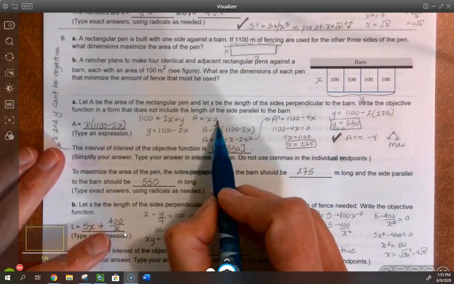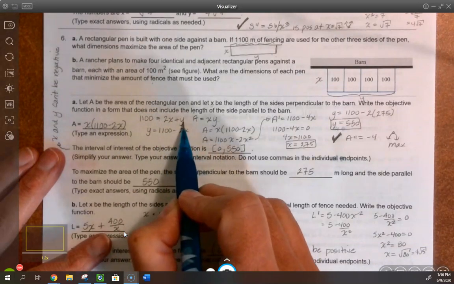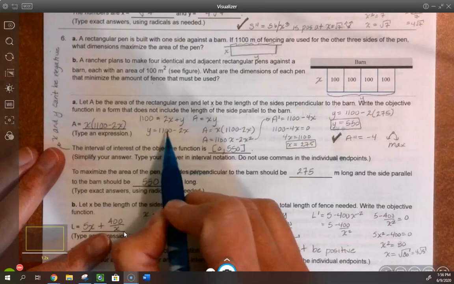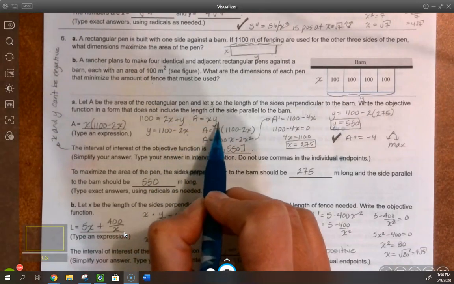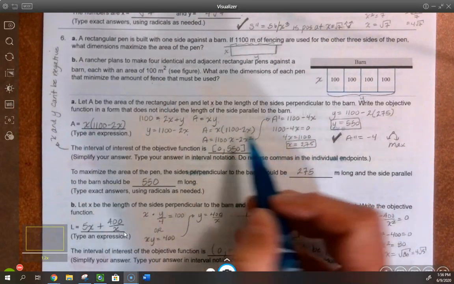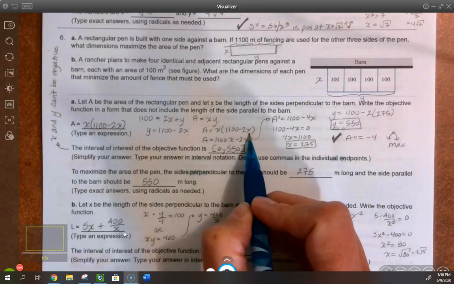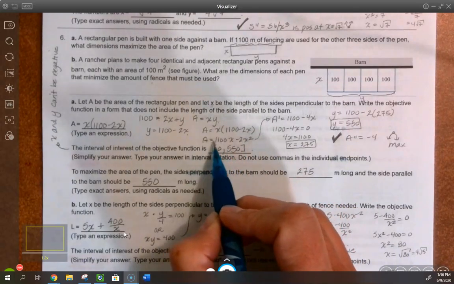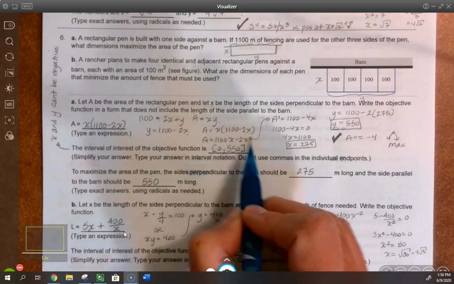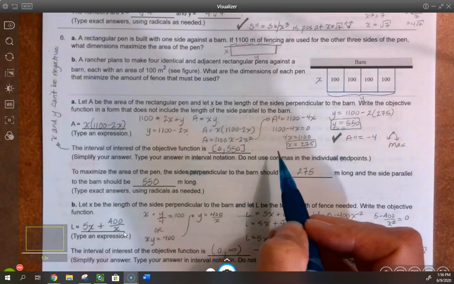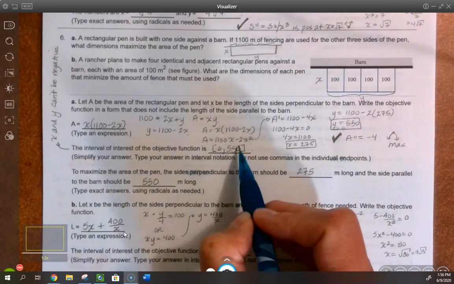We're going to eliminate the y in this by using our constraint. So we're going to solve for y in our constraint, and we get 1,100 minus 2x. I'm going to take that and put it in for y in this equation, and I get a equals x times 1,100 minus 2x. I then rewrote that as a equals 1,100x minus 2x squared. I distributed the x.